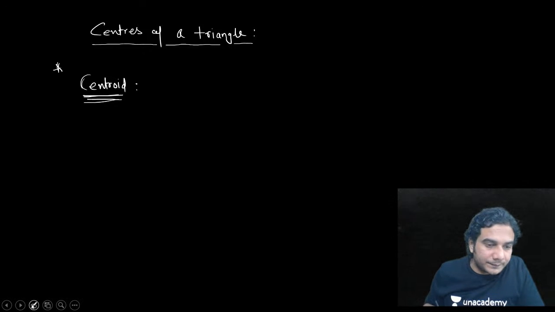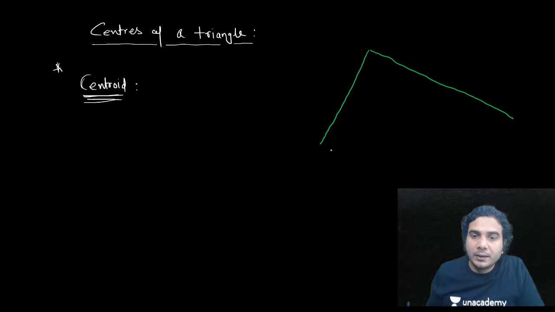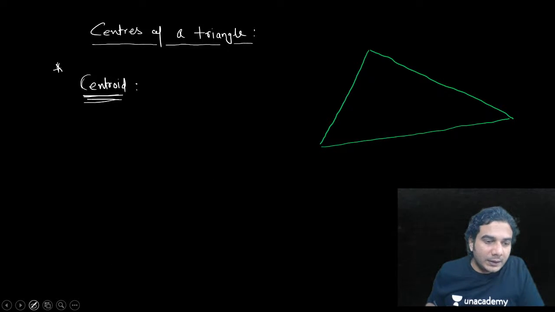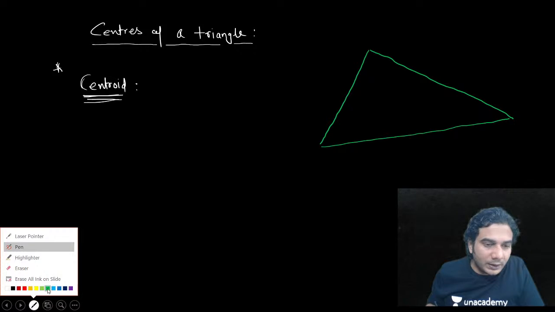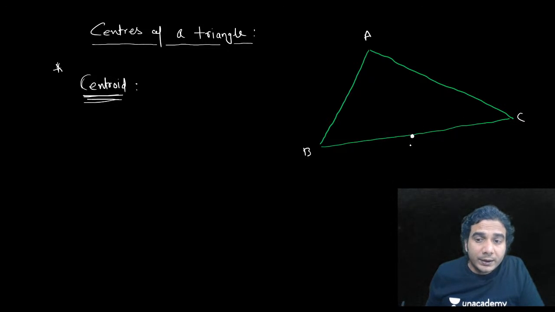What is centroid? Centroid is the point of intersection of medians. You know medians. So this is a triangle ABC. I'll tell you all the points about the centroid first of all. Say this point is A, this point is B, this point is C, and this point is D, which is the midpoint.